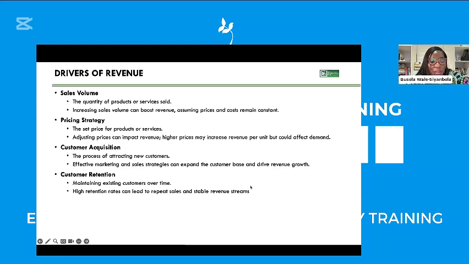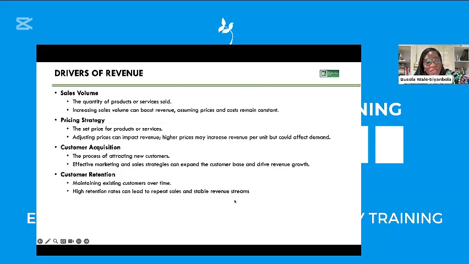Customer acquisition, the process of attracting new customers. I'd say every business should have a customer-based target. How many customers do I want to attract this month? How many do I want to attract in the quarter? What's my target for increasing my customer base half year? And then, of course, how many customers do I want to have full year? Effective marketing and sales strategies can expand the customer base and drive revenue growth.